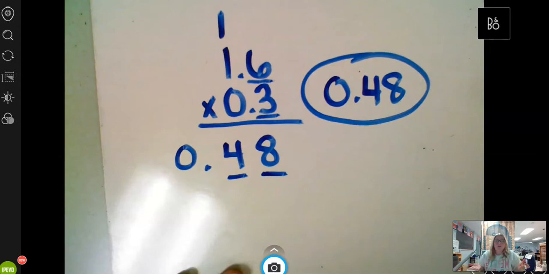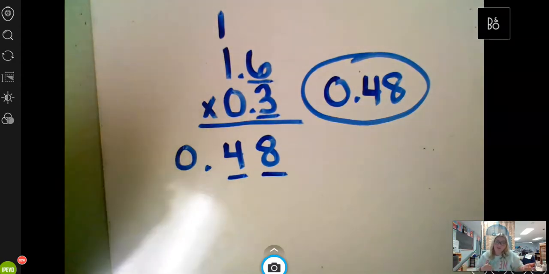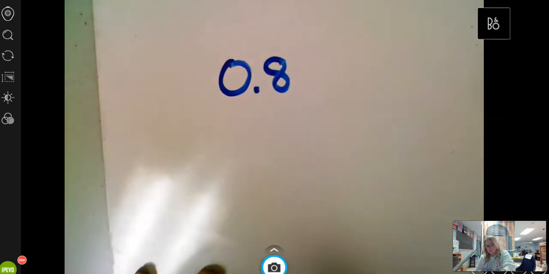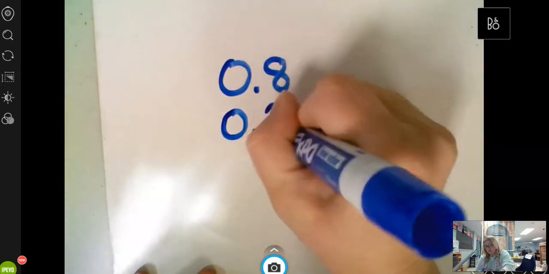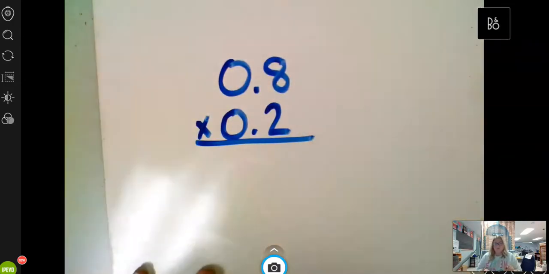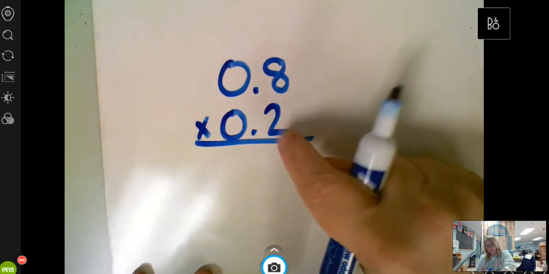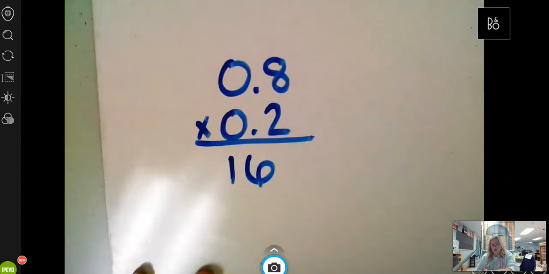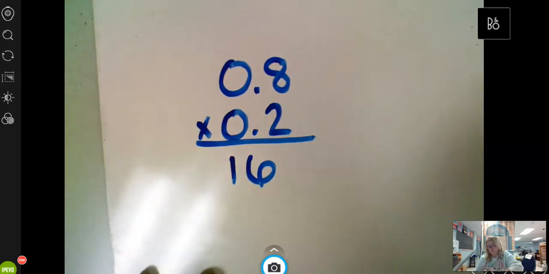So really it's a lot like multiplying a whole number. I just have to decide what to do with my decimal point when I'm finished. Let's try another one. This one is 8/10 times 2/10. So first I just multiply like regular whole numbers. 2 times 8 is 16. 2 times 0 is 0, so I don't have to do that part of the problem.